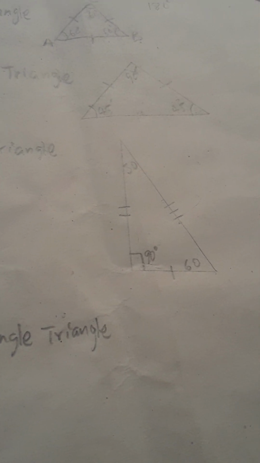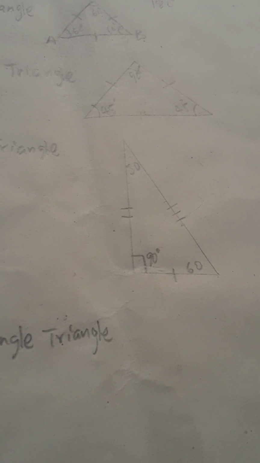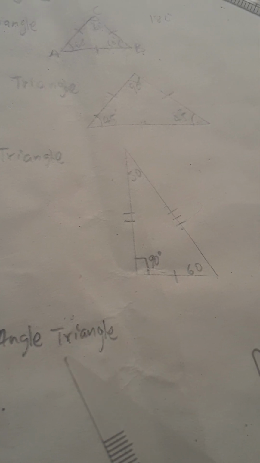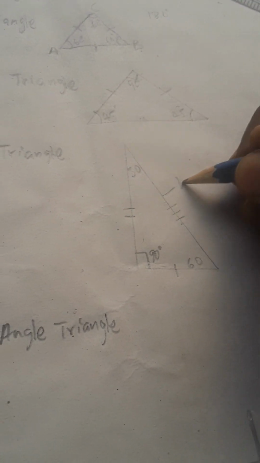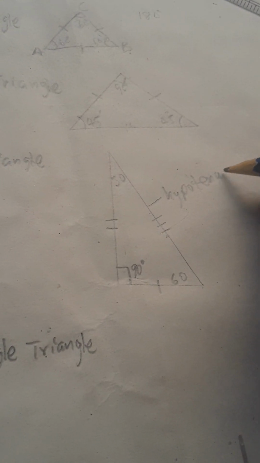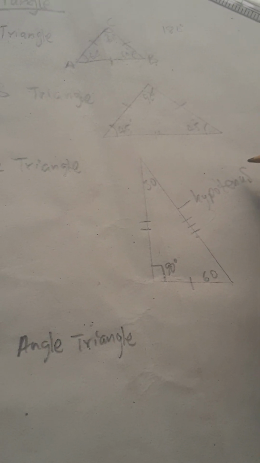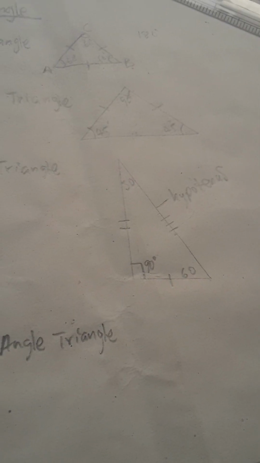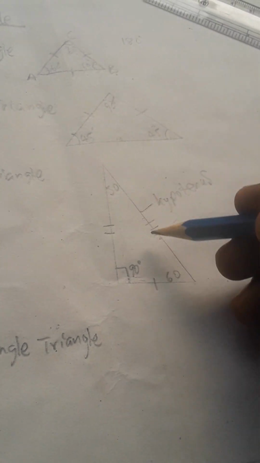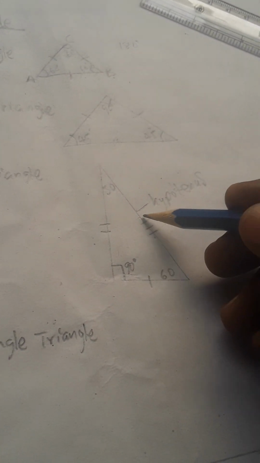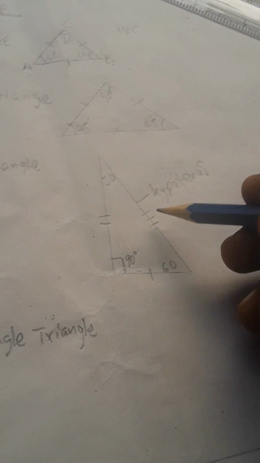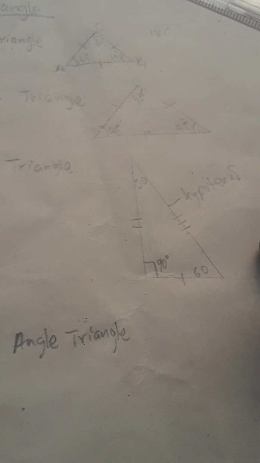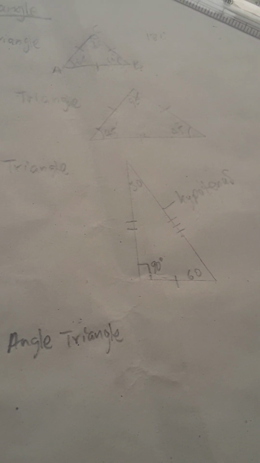When you look at the right angle triangle, there's one other feature it has. The longest side is called the hypotenuse. Yes, this longest side is what we call the hypotenuse. The longest side of any right angle triangle is called the hypotenuse. Why do we call this side the hypotenuse? Because it's the side that is facing the 90 degrees. So any side of the right angle triangle that is facing the 90 degrees is the hypotenuse, meaning the longest side of the triangle. So these are the things you need to know about triangles.